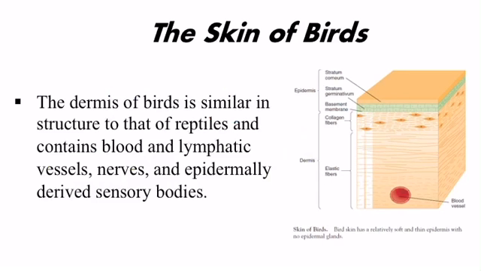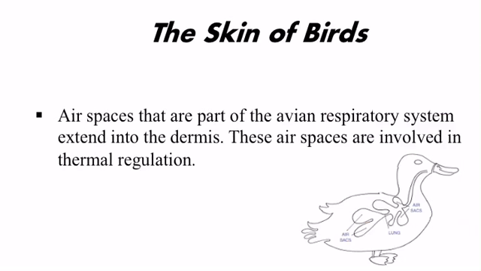The dermis of birds is similar in structure to that of reptiles and contains blood and lymphatic vessels. Here this is the dermis of a bird and these are the blood vessels. The dermis contains blood and lymphatic vessels, nerves and epidermally derived sensory bodies. Air spaces that are part of the avian respiratory system extend into the dermis. These air spaces are involved in thermal regulation.